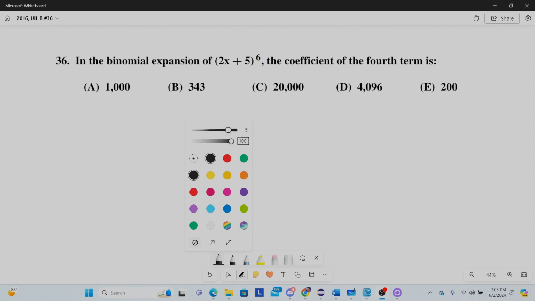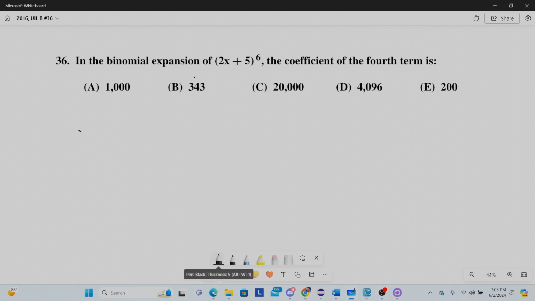All right, the first problem we're going to look at is from the year 2016, the UIL B release, number 36. The statement says, in the binomial expansion of 2x plus 5 raised to the 6, the coefficient of the fourth term is. Please note that you want the fourth term. The binomial expansion starts off with n choose 0, in this case 6 choose 0. So the fourth term would be 6 choose 3. Then remember it's the first term raised to the difference, which is 3, and the last term, 5, raised to the bottom, 3. So 6 choose 3 is not too hard to calculate by hand.